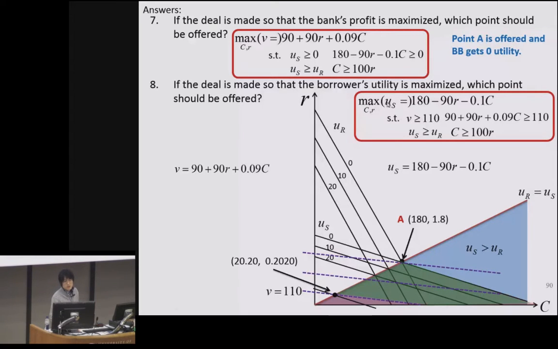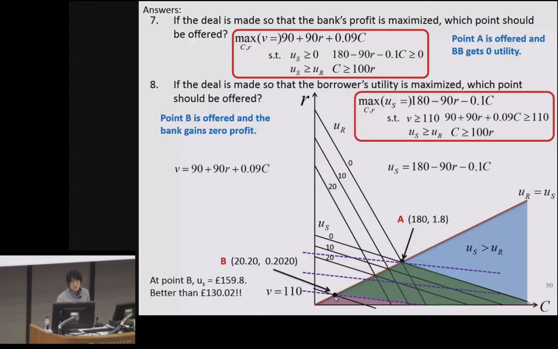The objective function US is represented by these flatter black lines, whose value increases in the direction of the origin. So you can see that the optimal point is achieved at this kink. So if this is the problem, point B is selected by the bank. Collateral is £20.2. The charged interest rate is much lower, only 20.2%. And at this point, the bank is getting £110 in expectation, so the bank is completely exploited.